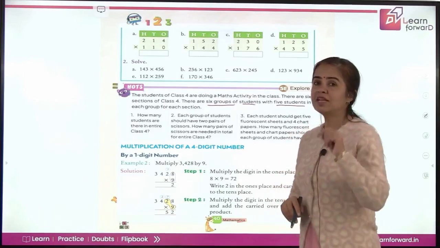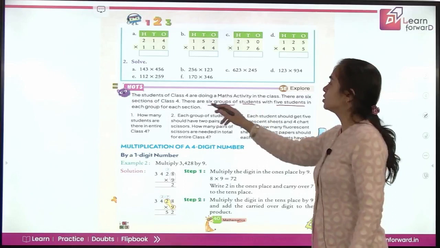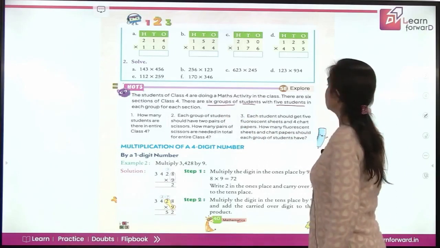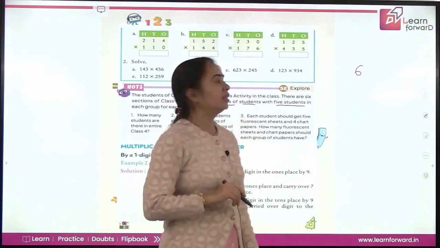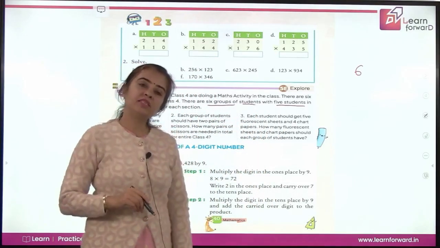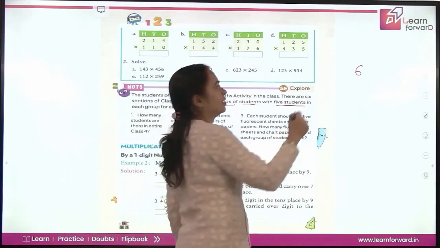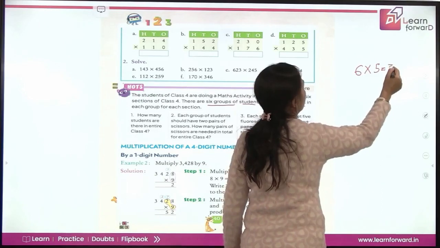Now for one section, see how many groups are there? There are 6 groups, right? For one section, there are 6 groups. And in each group, how many students are there? There are 5 students in each group. That means in one section, how many students? 6 into 5, which is equal to 30.